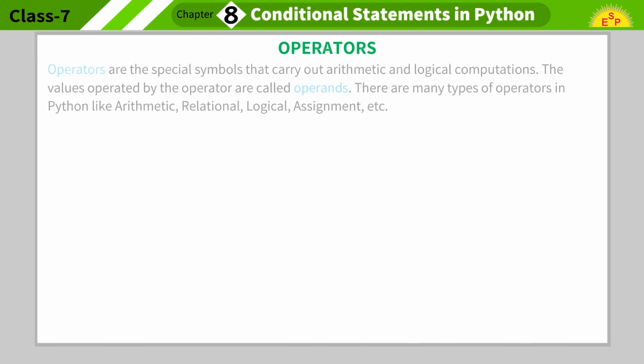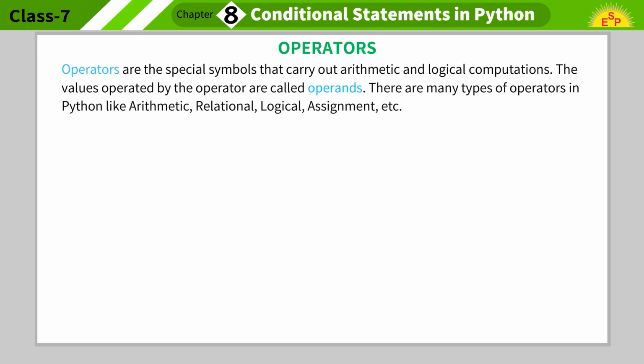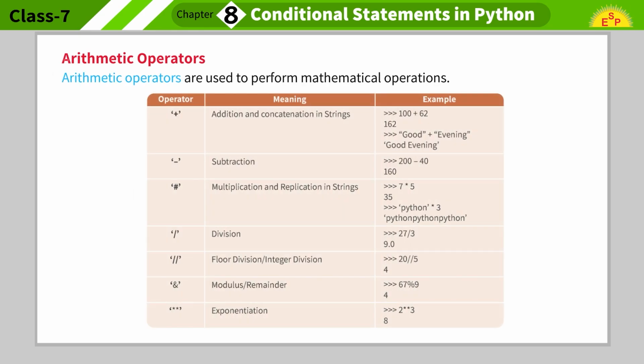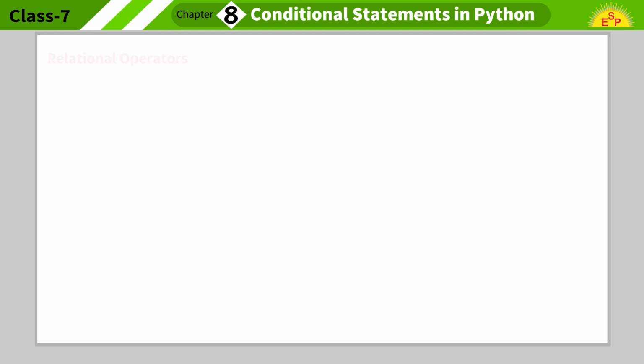Operators. Operators are the special symbols that carry out arithmetic and logical computations. The values operated by the operator are called operands. There are many types of operators in Python like arithmetic, relational, logical, assignment, etc. Arithmetic operators. Arithmetic operators are used to perform mathematical operations.